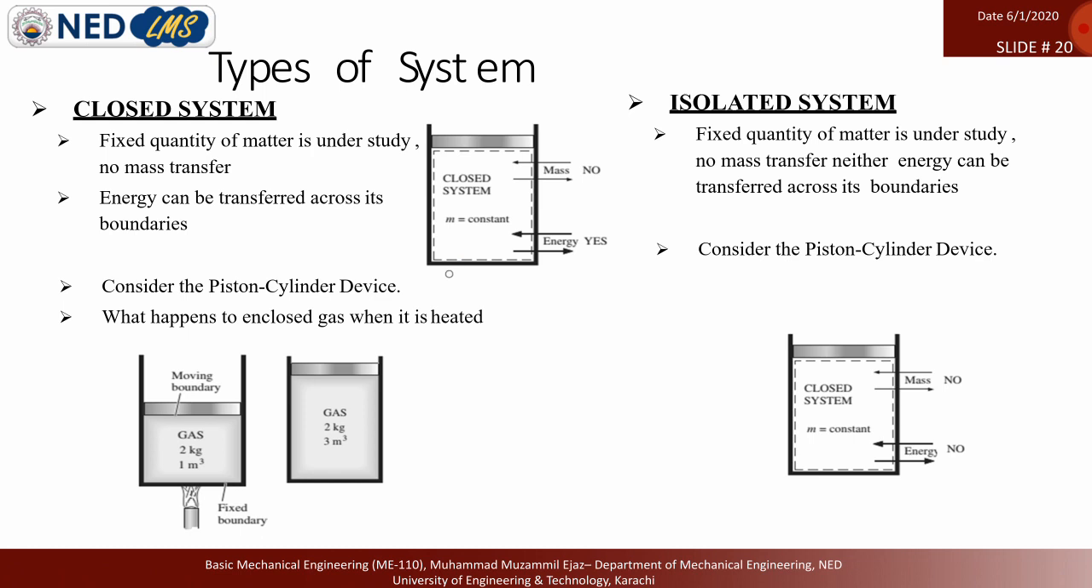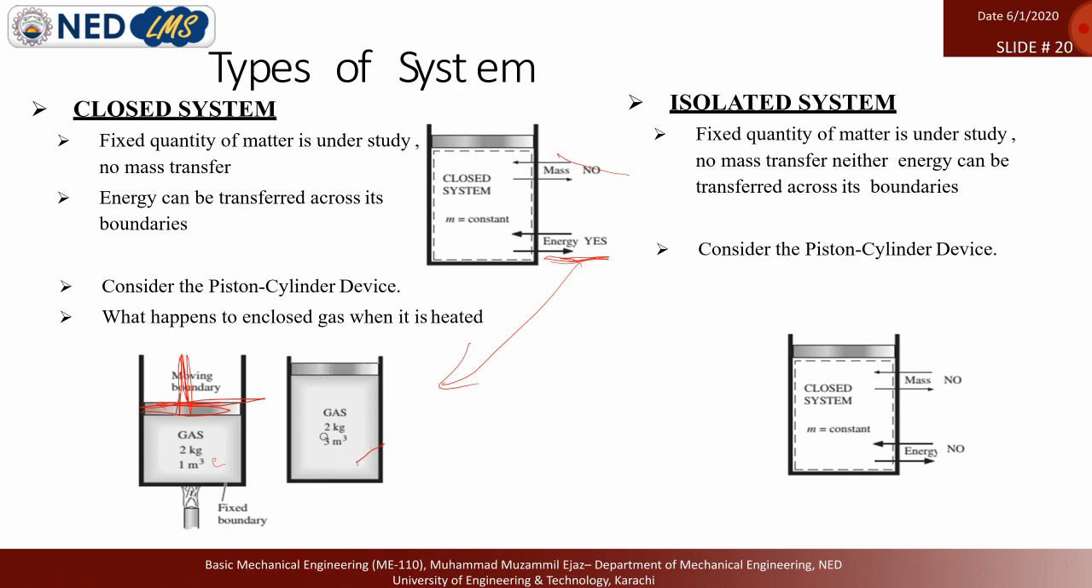In the closed system, as you can see from the figure, mass cannot go in or out, but energy can go in or out. For example, you can see from this picture, we are heating the gas under a piston cylinder device. Gas is inside this cylinder. When we heat this system, the gas volume will increase. Keeping the same pressure, the gas volume increases and produces work. So this heat energy is converted into mechanical energy.